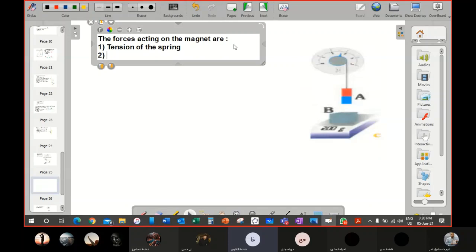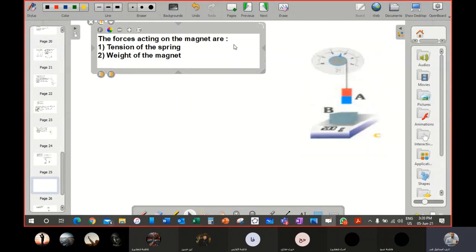Support reaction. Support is the magnet on the block, is the magnet on the balance. Weight of the magnet. 3, after that it's like a new force here.